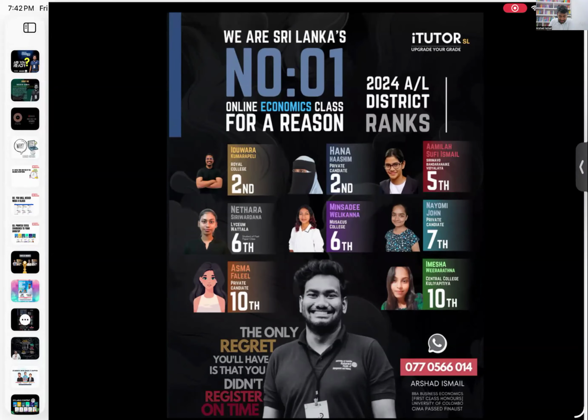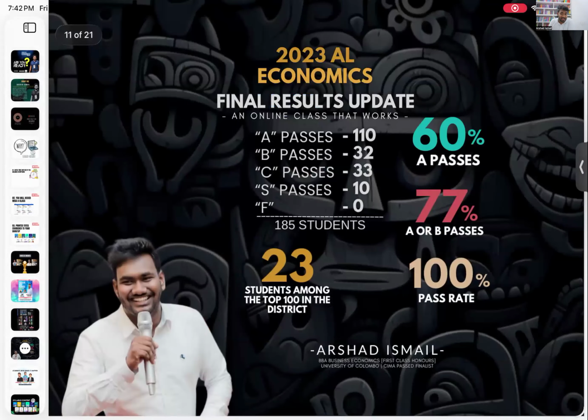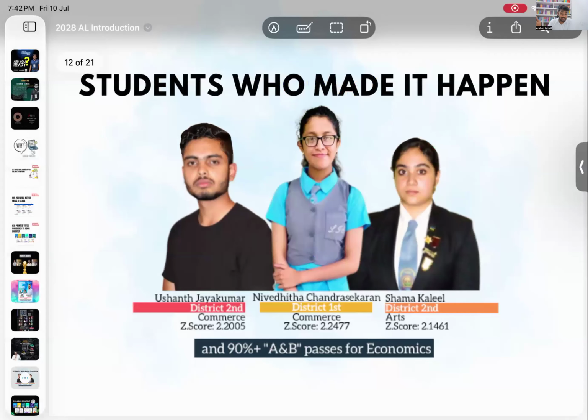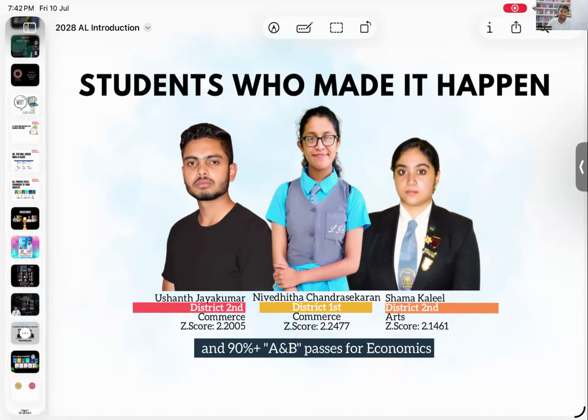Then 2023, right? I'm just showing you we were consistently able to produce results. Then these were some students in the 2021 batch, right? The district 1st, 2nd, all of that, from all over Sri Lanka, lamai, not just from Colombo. So my point there is that it works.